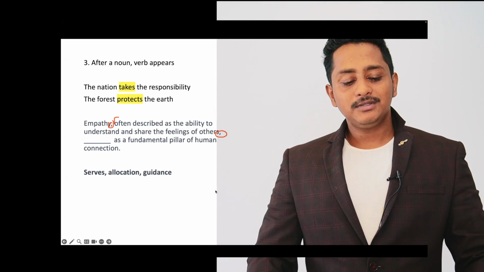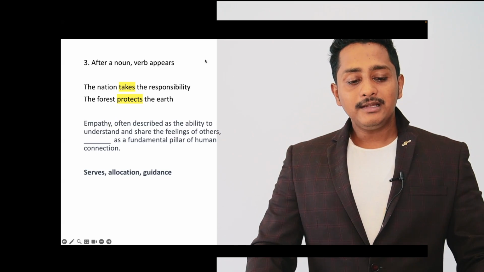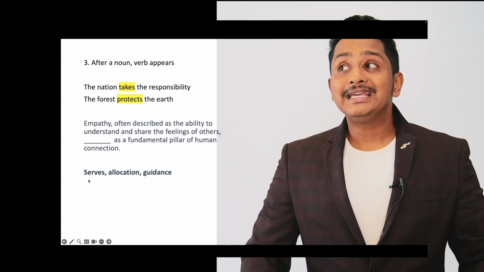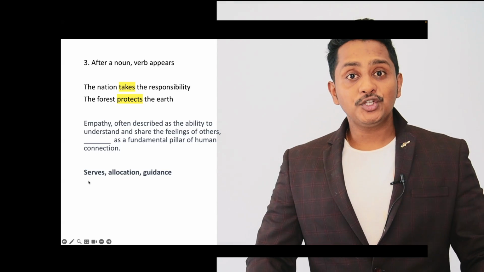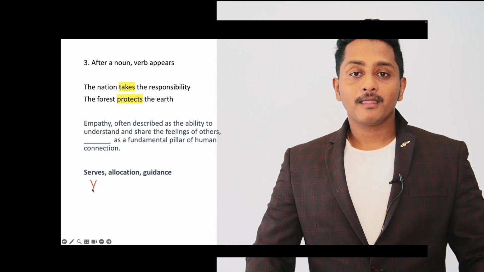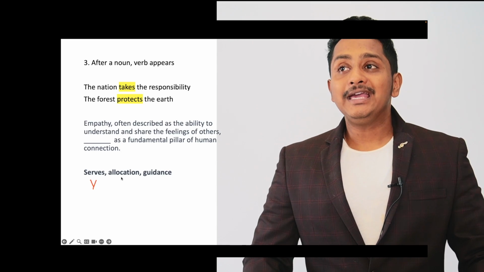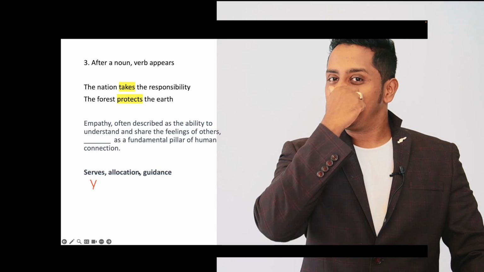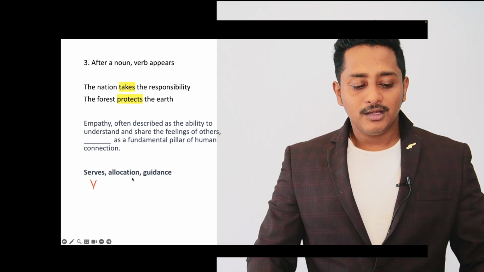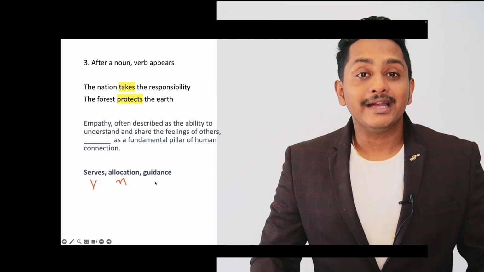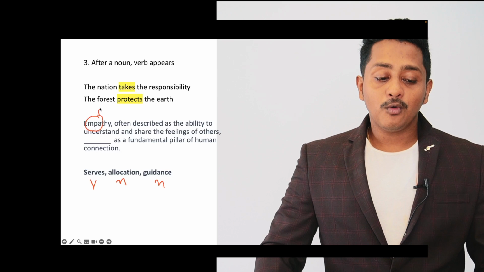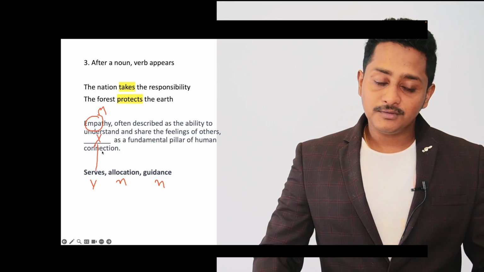So now, serves, allocation, guidance. Let's say serves: he eats, they serve, the monkey serves, the nation serves. So this would be a verb. Allocation: he allocates, not allocation, the allocation. This is going to be a noun. He guides, not guidance, the guidance, noun. After a noun, what has to come? A verb has to come. Serves is the answer.